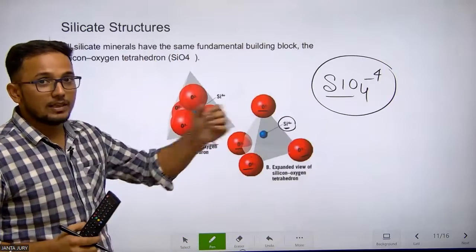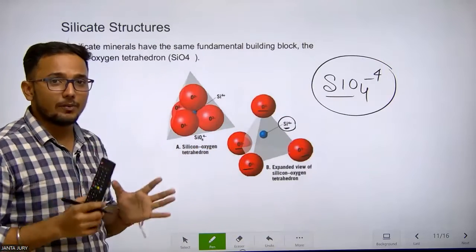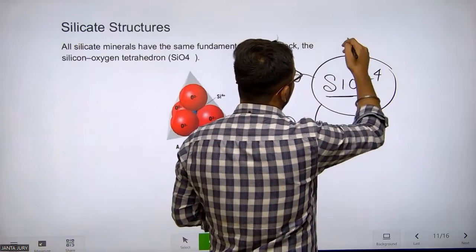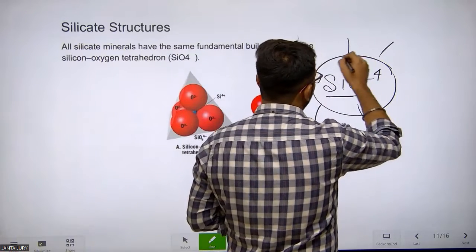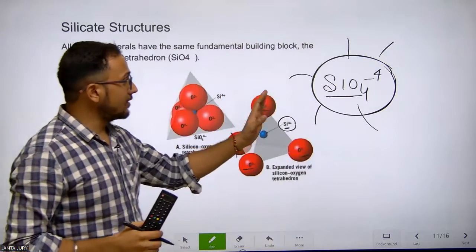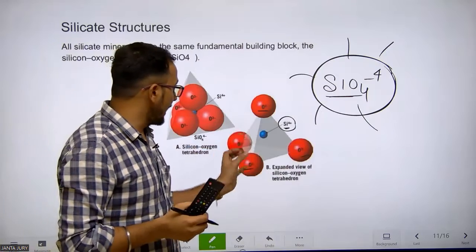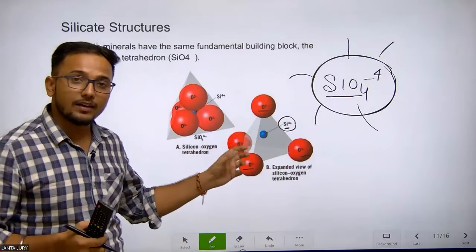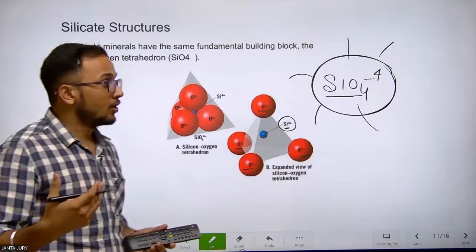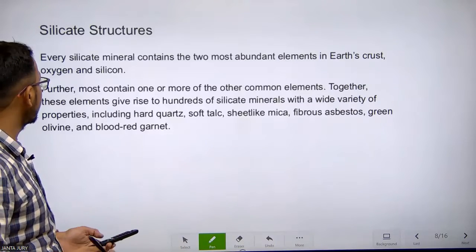This has a 4 minus charge, meaning that to make it chemically stable, electrically stable, it needs positive ions. So it will either form a bond with other silicon tetrahedra, or with other metal ions, to make it chemically stable. So let's look at this.